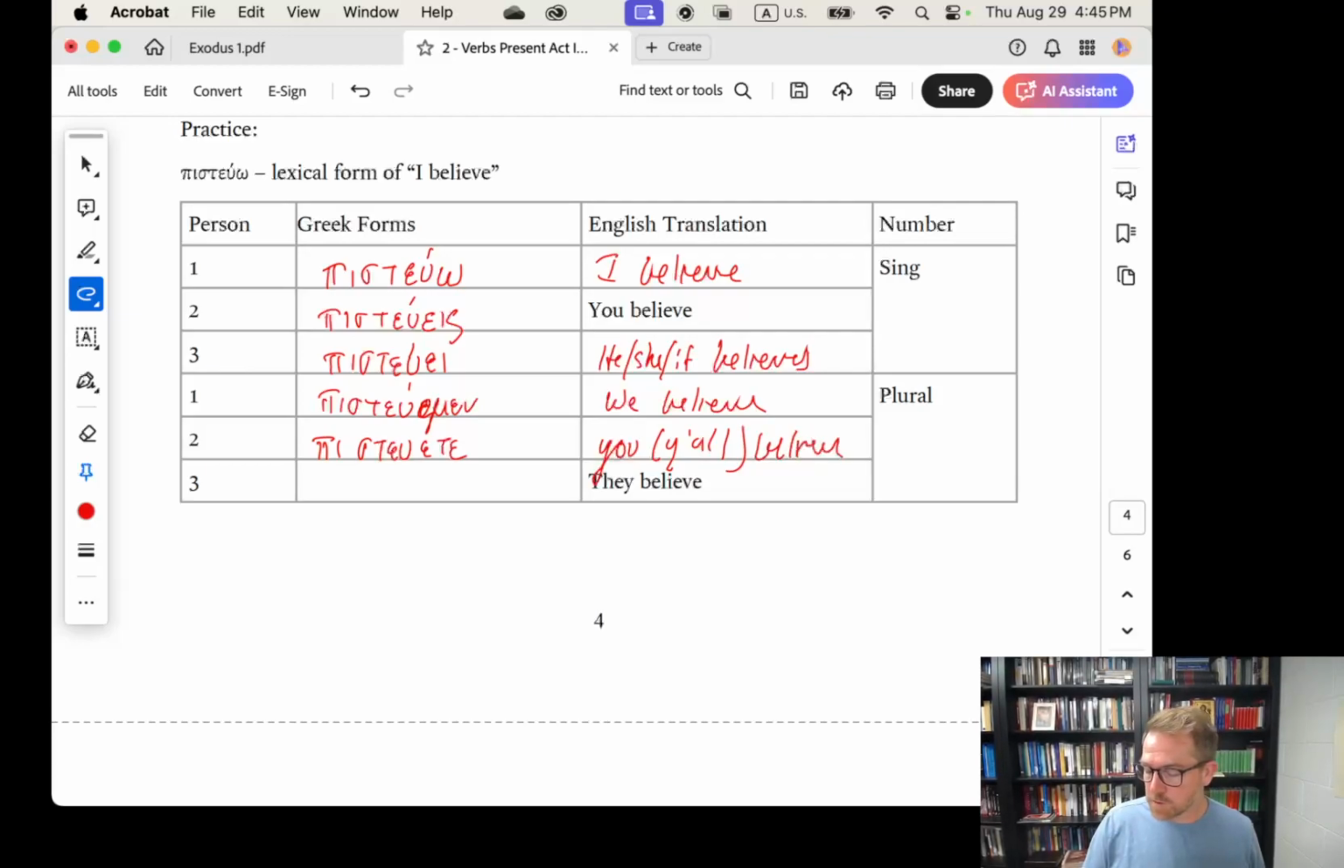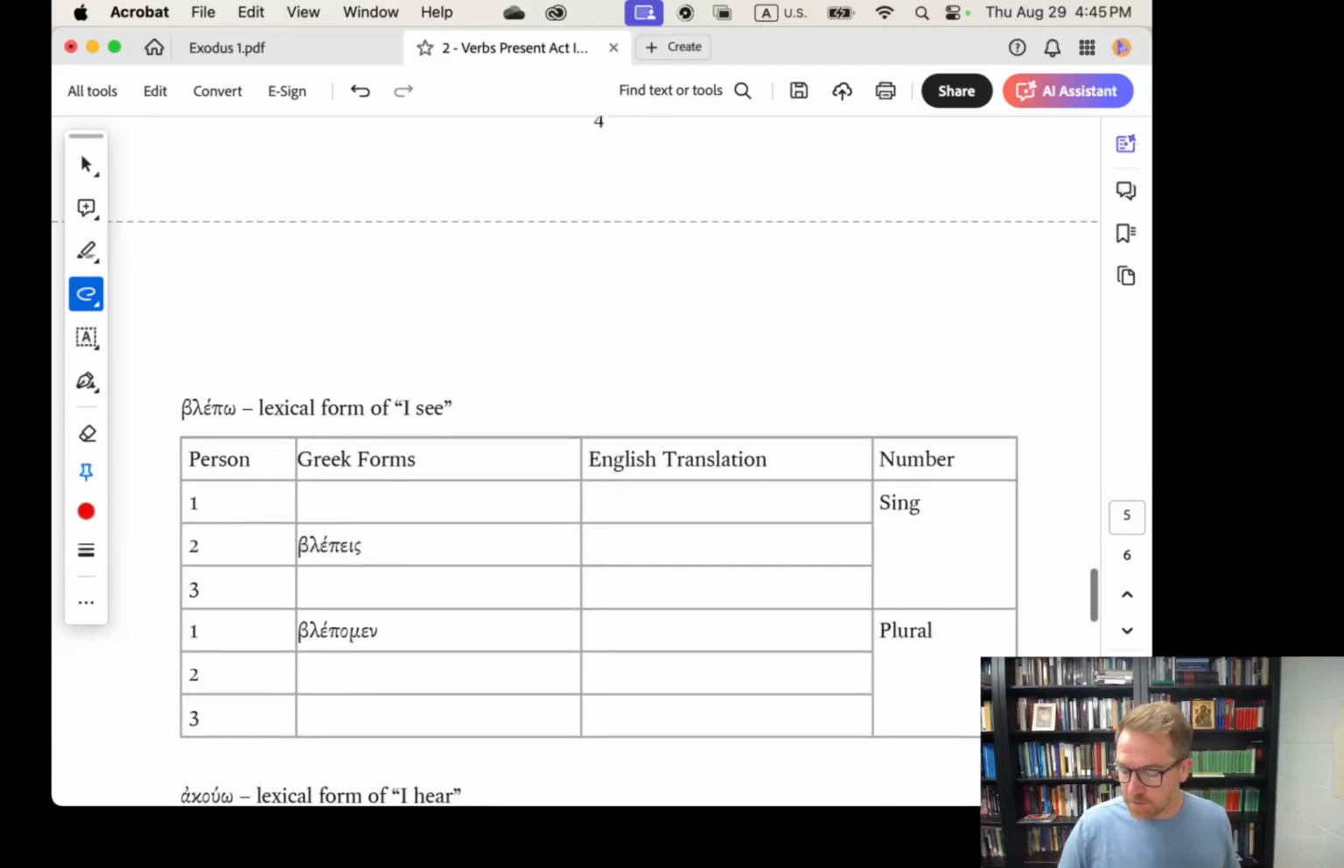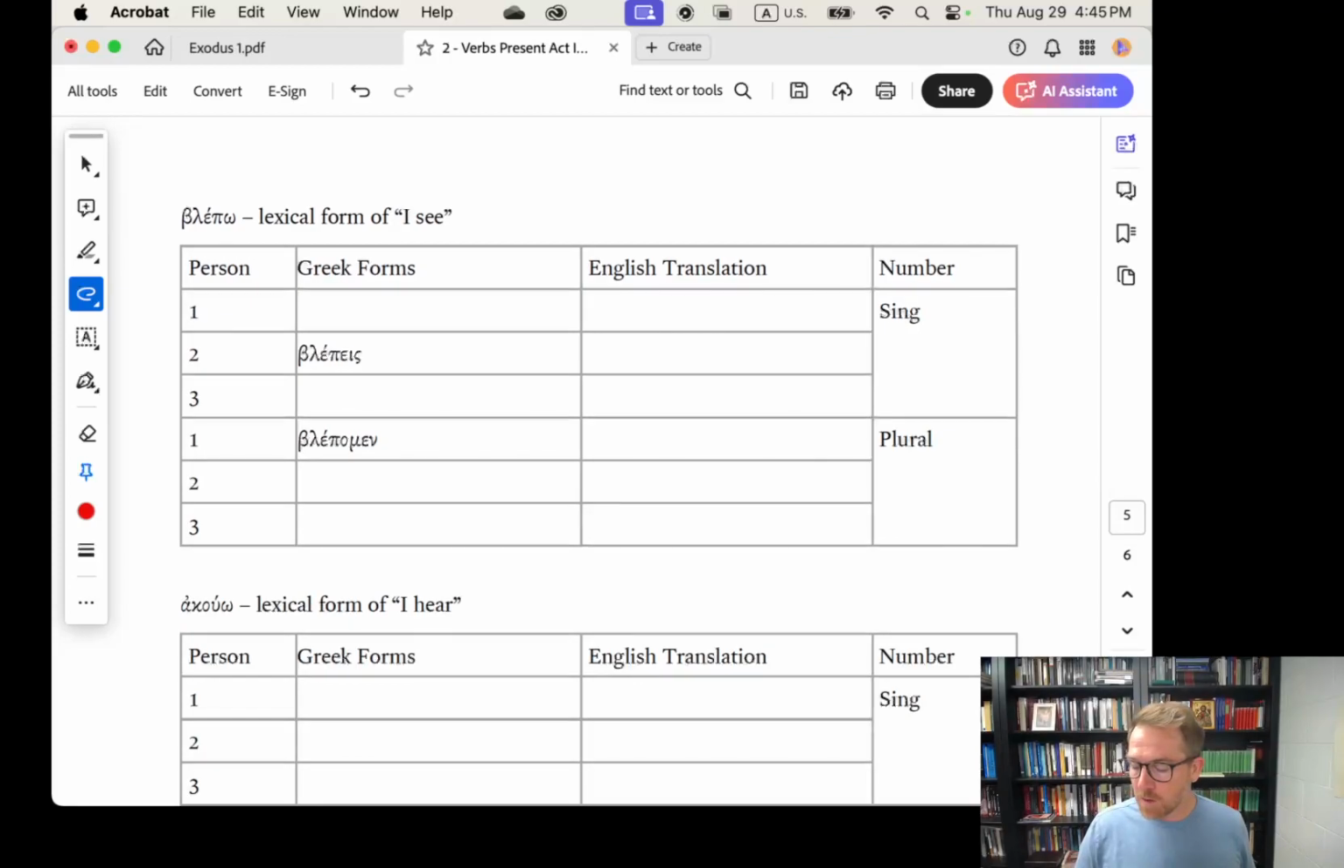And third person plural, pistuo, usi, sometimes usin, they believe. So these are the forms o, ace, a, amen, ete, usi. You're going to see these over and over again. I believe. Now we go to another verb, blepo, I see.